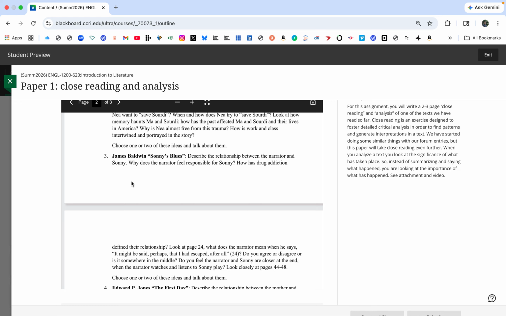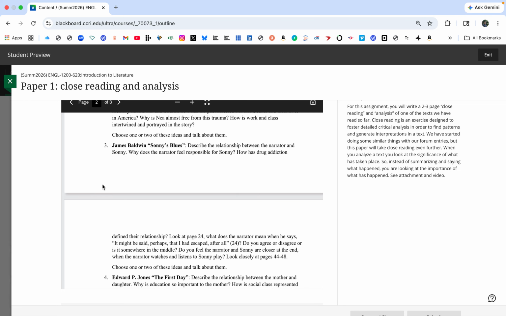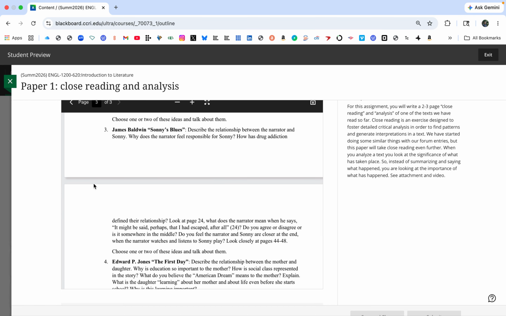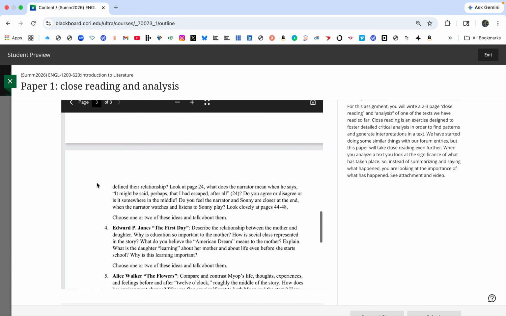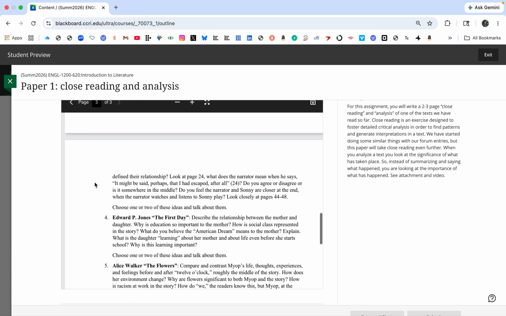You could write your paper on James Baldwin's "Sonny's Blues." Describe the relationship between the narrator and Sonny. Why does the narrator feel responsible for Sonny? How has drug addiction defined their relationship? Look at page 24. What does the narrator mean when he says, "It might be said perhaps that I had escaped after all"? Do you agree or disagree? Is it somewhere in the middle?